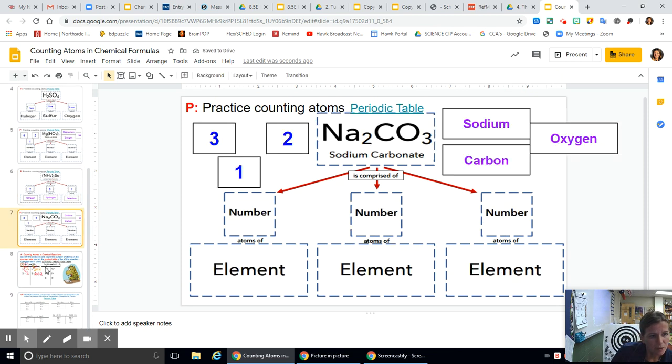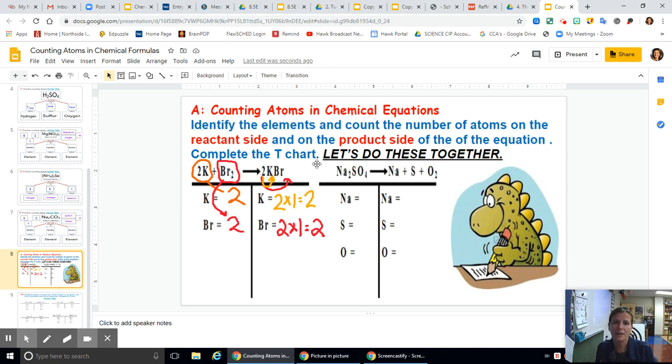Okay, now continuing, let's go to counting atoms in chemical equations. So we're going to identify the elements and count the number of atoms on the reactant side and on the product side of the equation. We're going to complete a T-chart to do it together. So here we have a chemical equation. Right where that arrow is, I'm going to draw a T-chart right underneath that arrow, okay? And then I'm only going to look at my reactant side. Remember RAP, R-A-P. R stands for reactant, A for arrow, P for products.